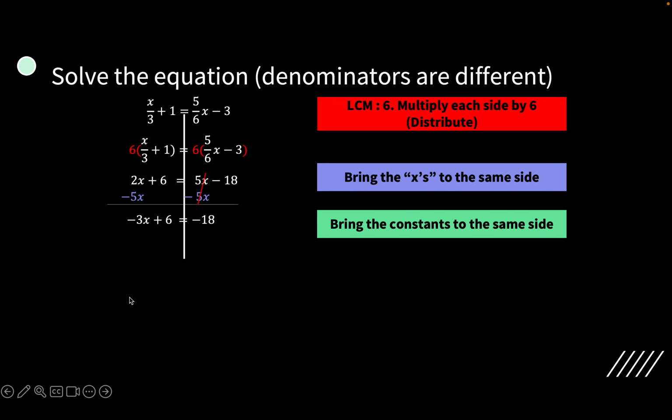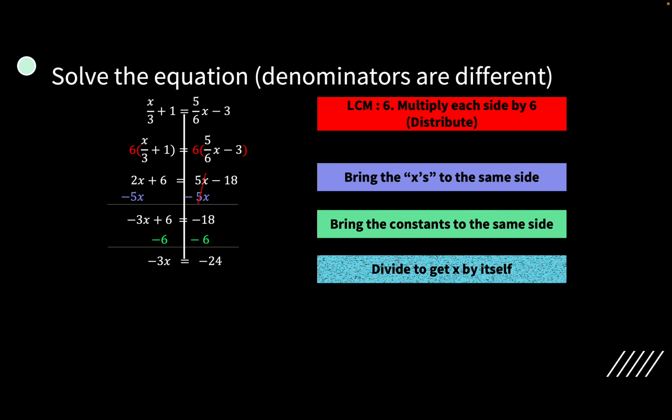Bring the constants to the same side. I got to move the positive 6. I'm going to subtract 6 on both sides, leaving me with negative 3x equals negative 24. Divide to get x by itself. So we'll divide by negative 3. And we'll get x equals 8.